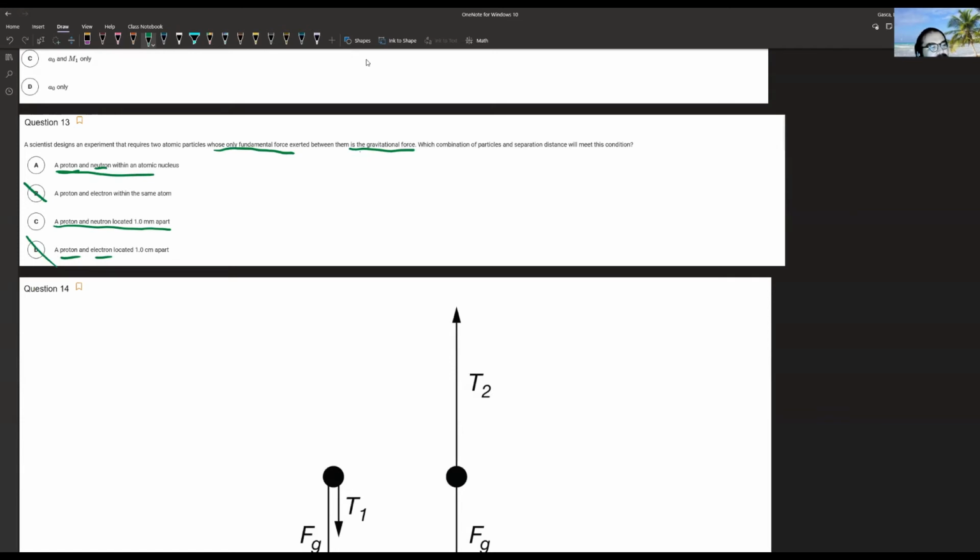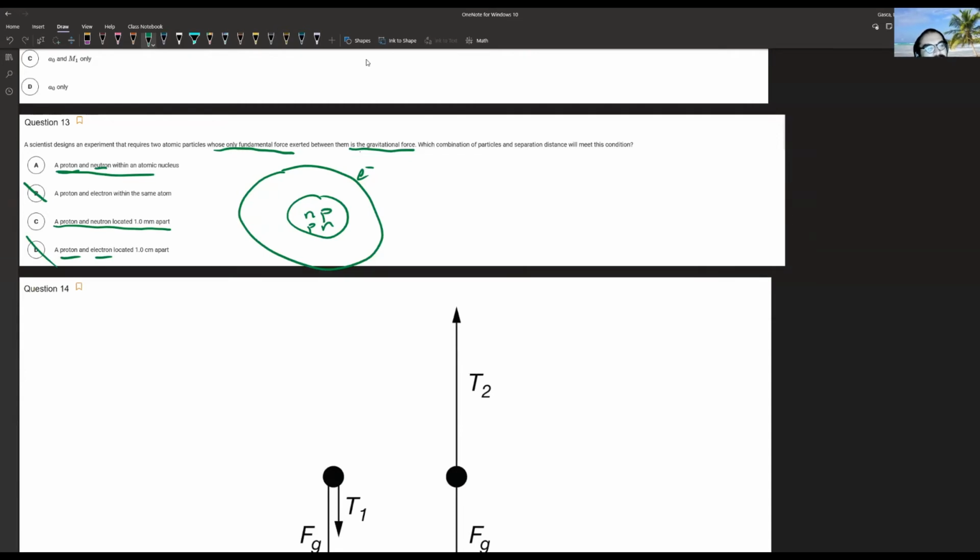Here, a proton and an electron within the same atom, even though they're far apart, if you remember the structure of an atom, we have some protons and neutrons here in the nucleus, and then out here is the electron. The entire reason the electron orbits is because there's an electrical force pulling it towards the proton. So sadly, B is not going to be the case. That's the whole reason they're in the atom. So we need a scenario where the electrical force is not considered, so it's going to be one of these two.